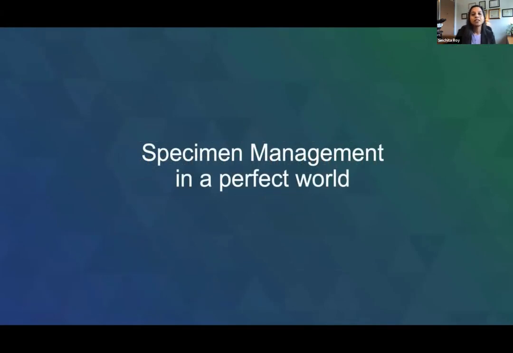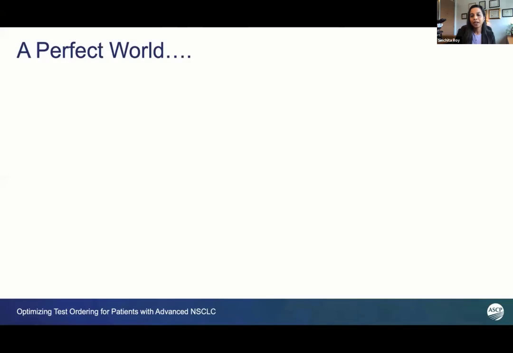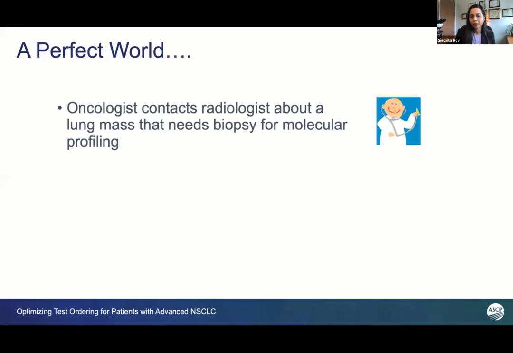All right, so I wanted to start with talking about specimen management in a perfect world. In a perfect world, a patient has a lung mass and the oncologist will contact the radiologist and tell them that here's the patient, there's a lung mass that we're highly suspicious for cancer. This lung mass needs a biopsy, and it's not just for diagnosis, but we're also going to need molecular profiling, assuming it's positive.